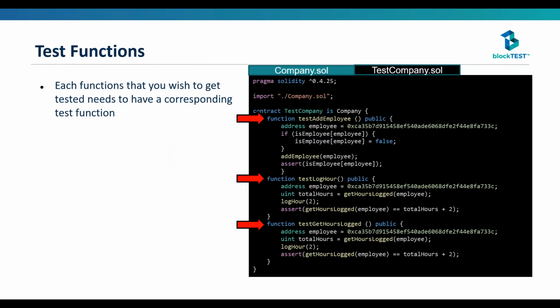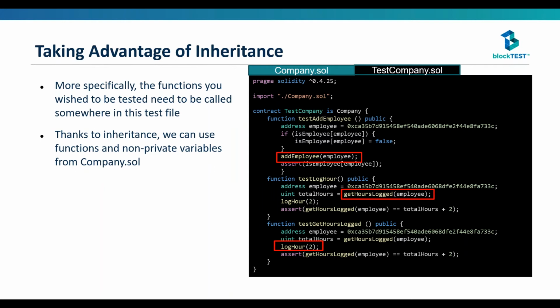So yeah, in order to test each function that you write on the main contract, you will need to declare a test function for each method. As you can see here, we have testAddEmployee, testLogHour, and testGetHoursLog. More specifically, you will need to call those functions that you want to be tested on this test contract. Thanks to inheritance, we are allowed to do that because in the test contract, we have access to all the functions in the main contract.